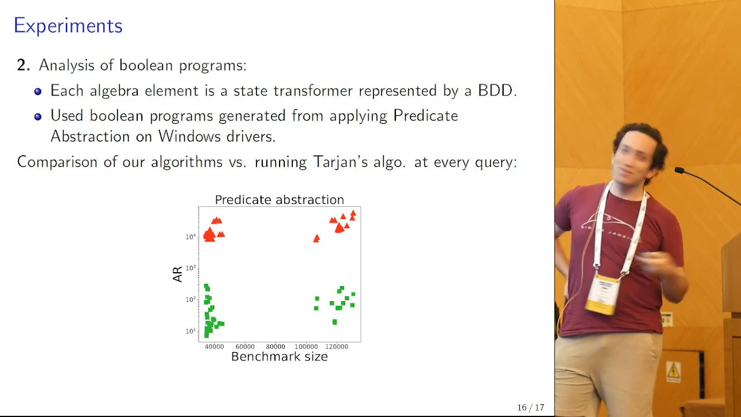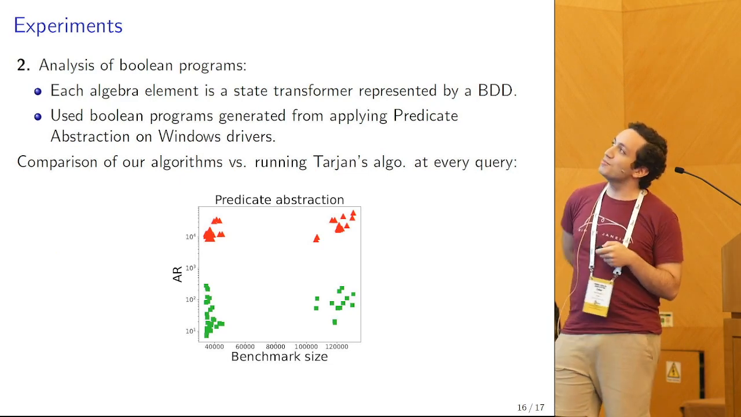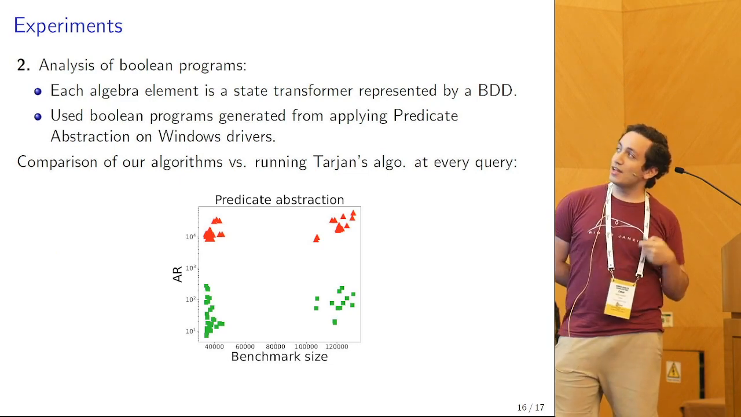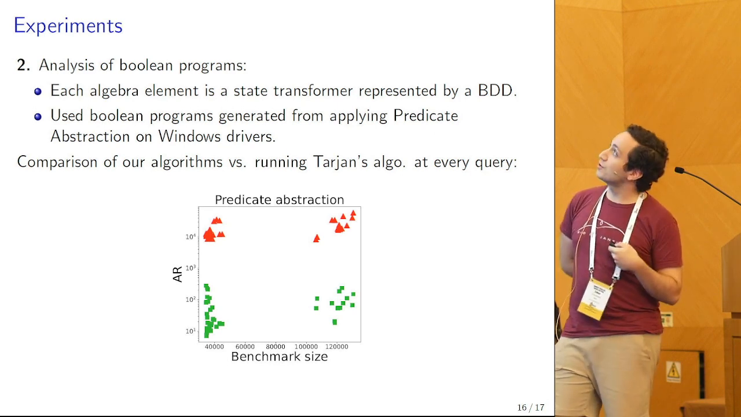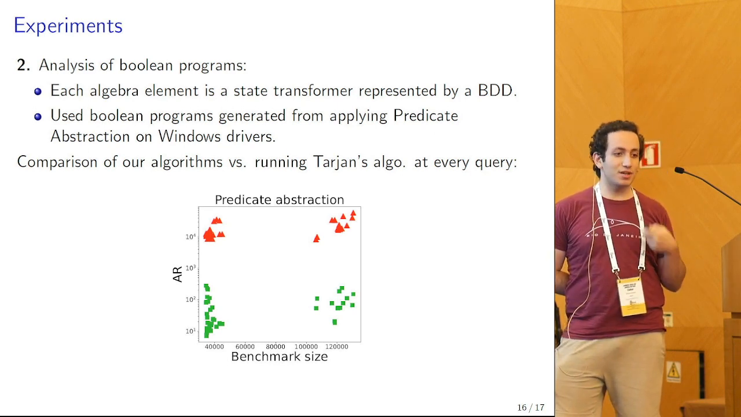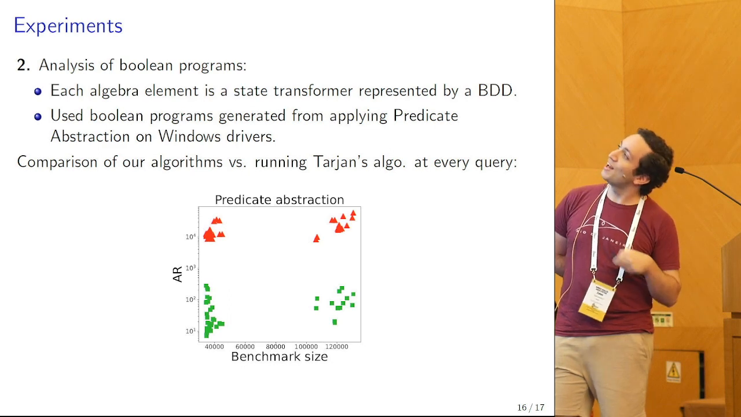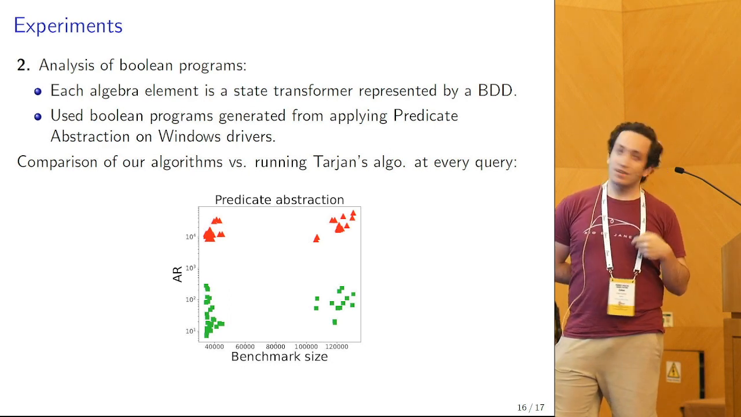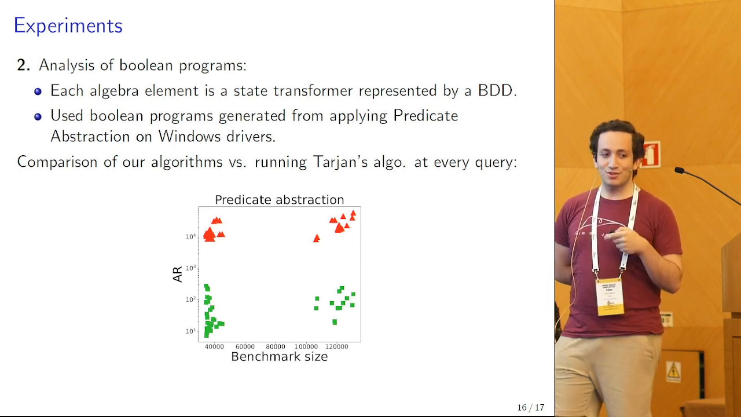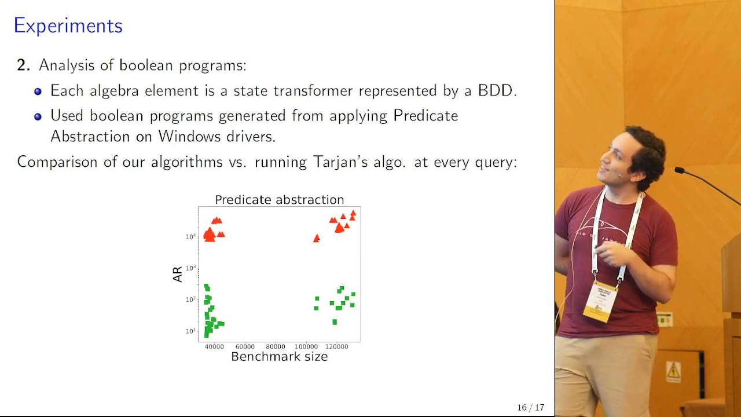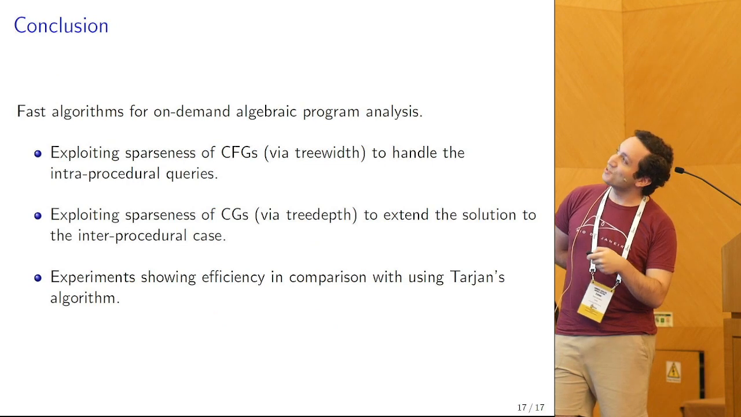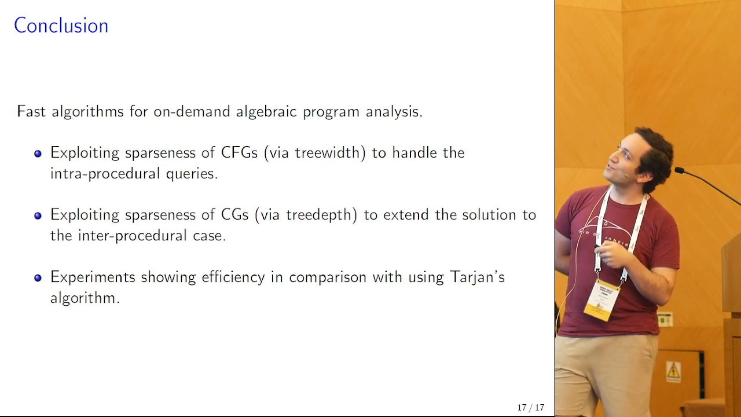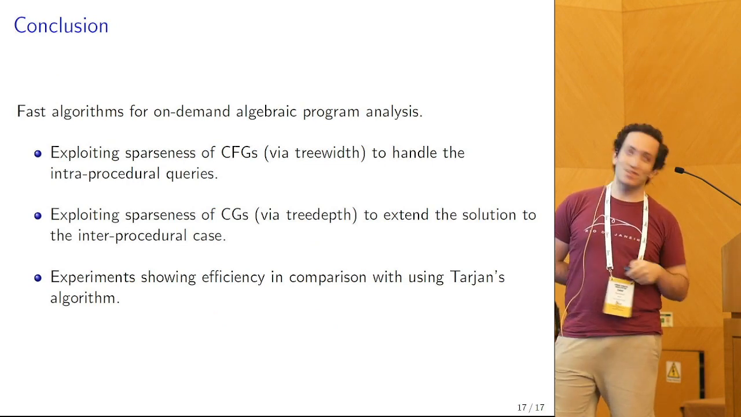We did another experiment where we analyzed Boolean programs, and in this case, each algebra element was a state transformer that's represented by a binary decision diagram, and we use Boolean programs that are generated from Windows drivers while doing abstract interpretation. Again, here's a comparison. To conclude, we gave fast algorithms for on-demand algebraic program analysis.